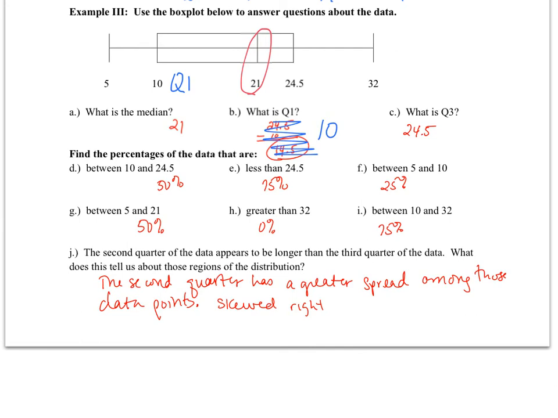The last question says, the second quarter of data appears to be longer than the third quarter. What does this tell us about those regions of distribution? As we can see here, the second quarter is much more spread out. It goes from values of 10 to 21, whereas the next quarter goes from regions of 21 to 24.5. That basically means that the third quarter is much more condensed, whereas the second quarter is much more spread out.